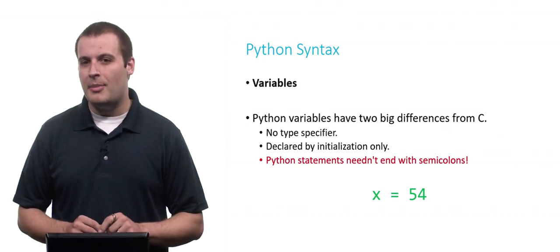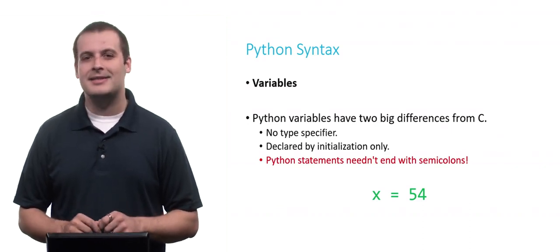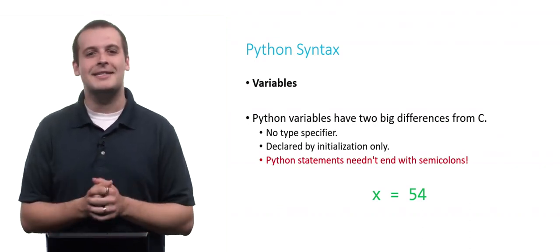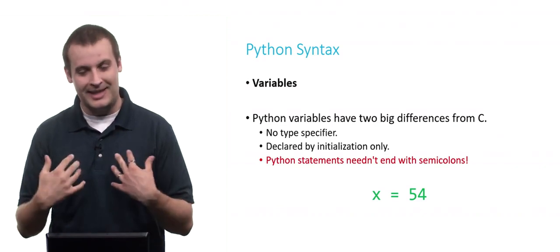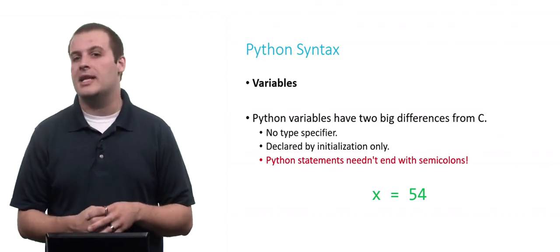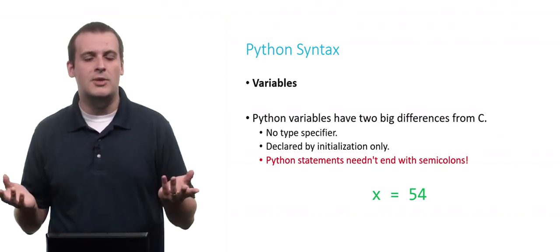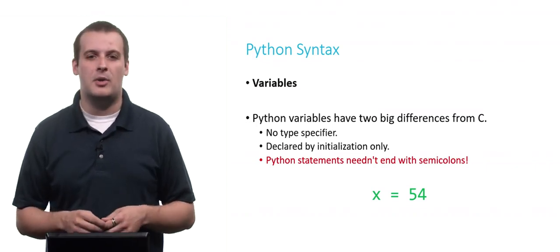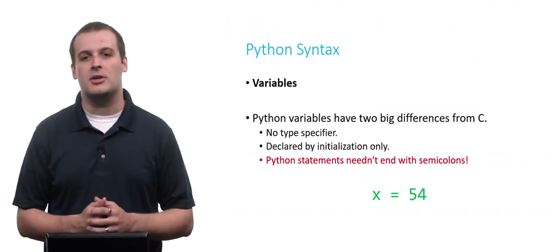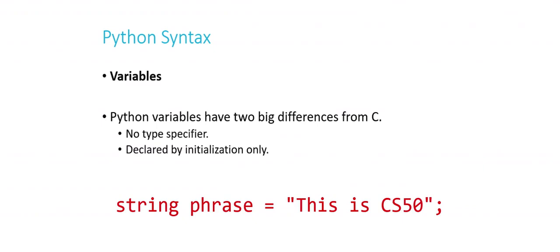And notice here, Python statements don't need to end with semicolons. So that might be a nice thing, right? If you're the kind of person who, like me, oftentimes will forget to put a semicolon at the end of a line. In Python, you don't need to include them. You can include them and it won't have a problem, but you can also omit them to make your code look a little bit cleaner.